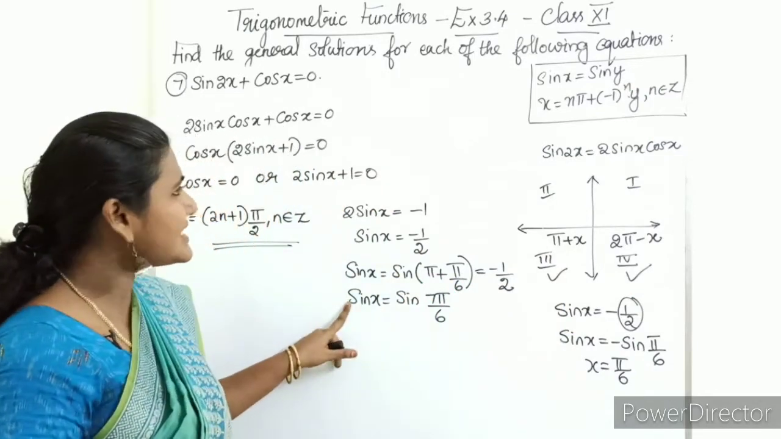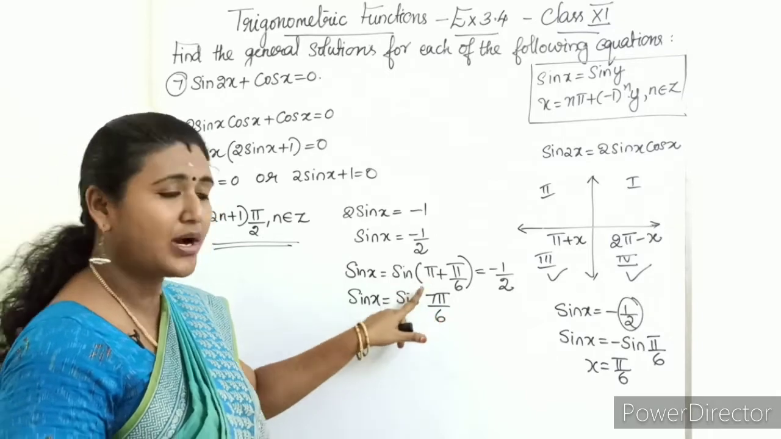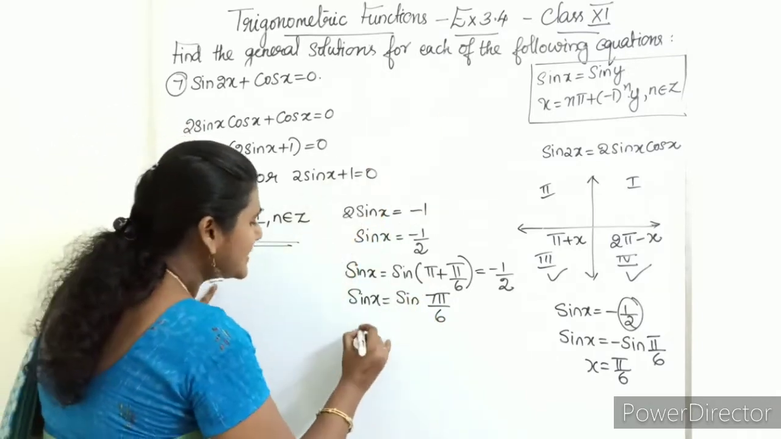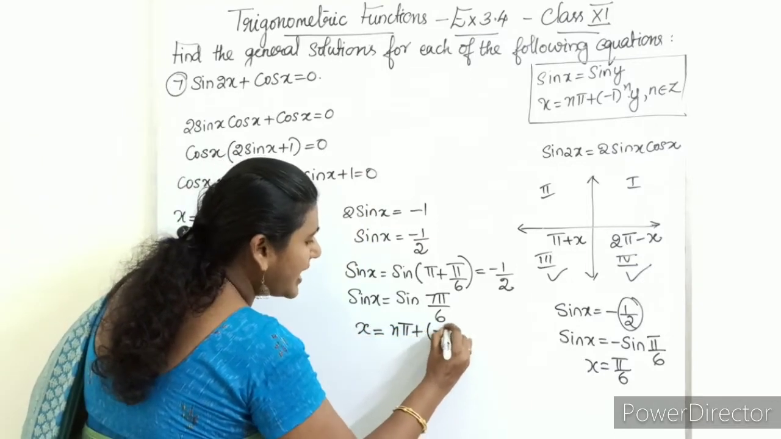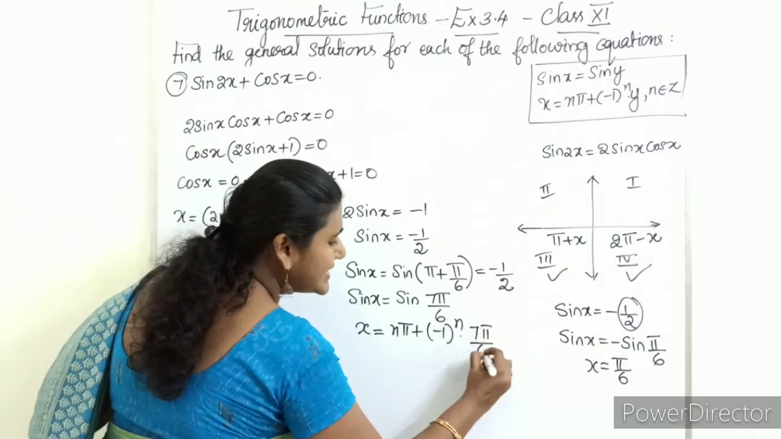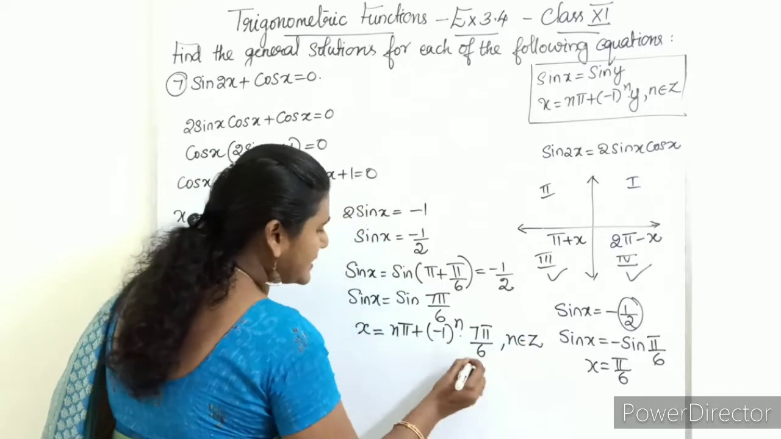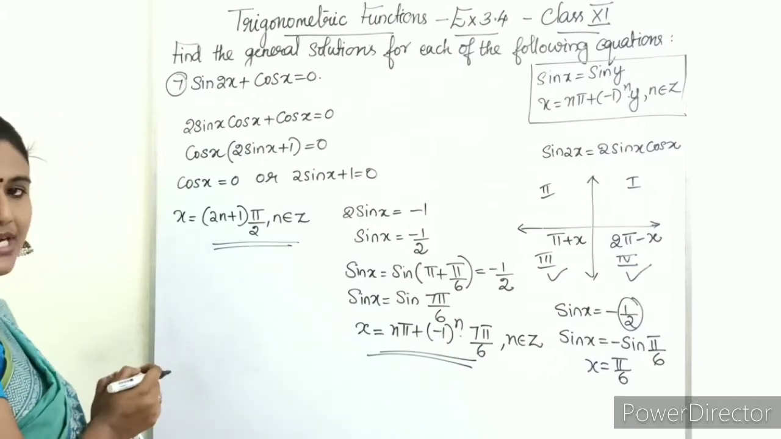So here if you see sin x is equal to sin y. In the place of y what do we have? 7 pi by 6. So we will use that theorem. We can write x is equal to n pi plus (minus 1) the whole power n into 7 pi by 6, where n belongs to z. So this is the solution. Now we will combine these two solutions together.